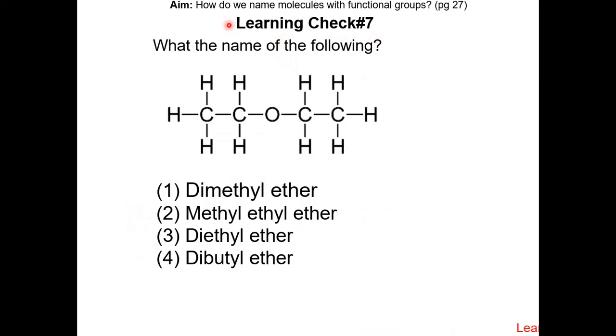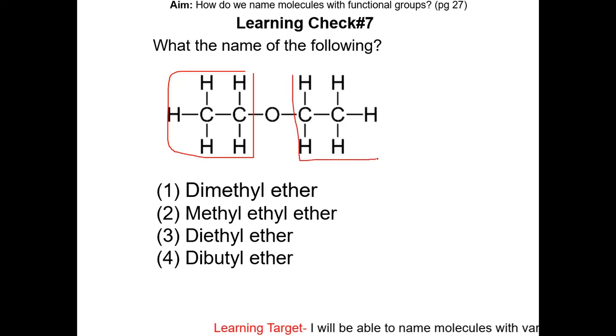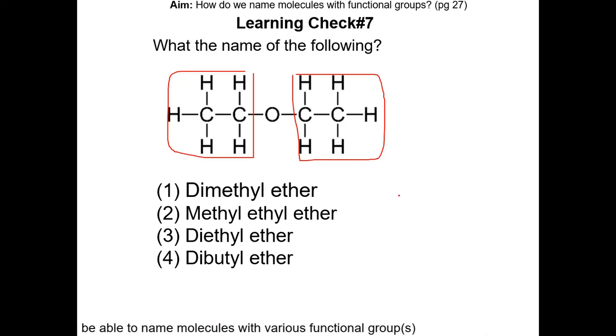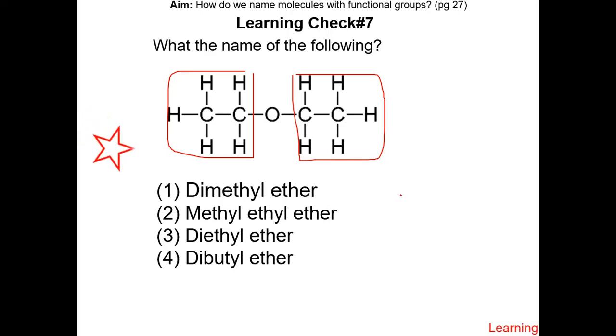Learning check number 7. What is the name of the following? Pause the video. Resume when completed. This compound is an ether. The R groups are ethyl groups. Since they're the same group, we can use the covalent prefix di. So the name of this ether will be diethyl ether, choice 3.